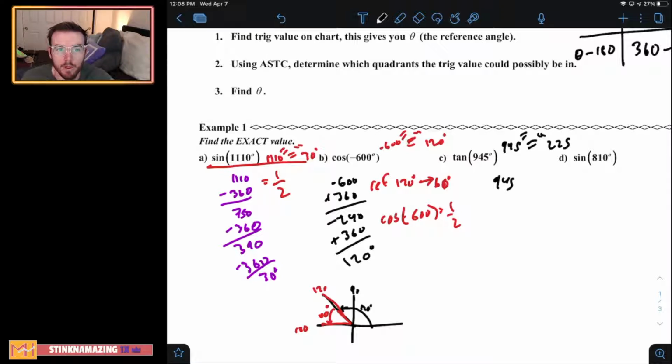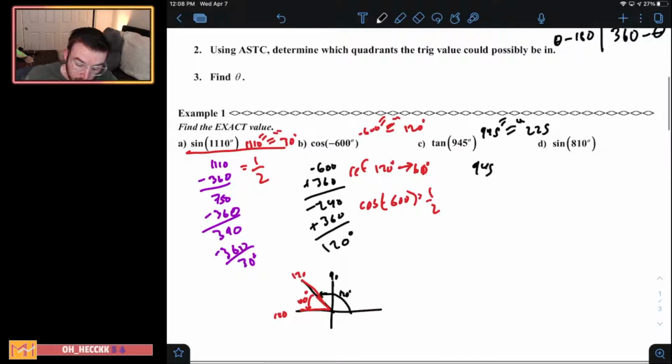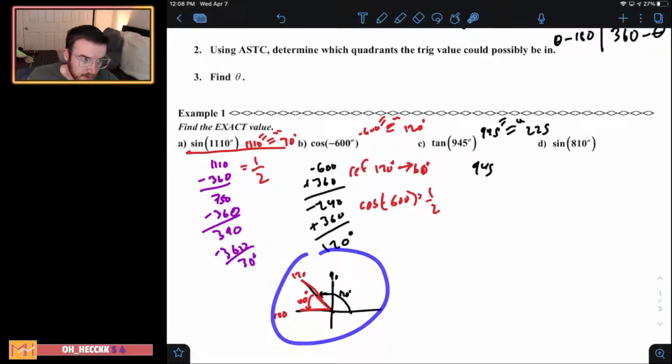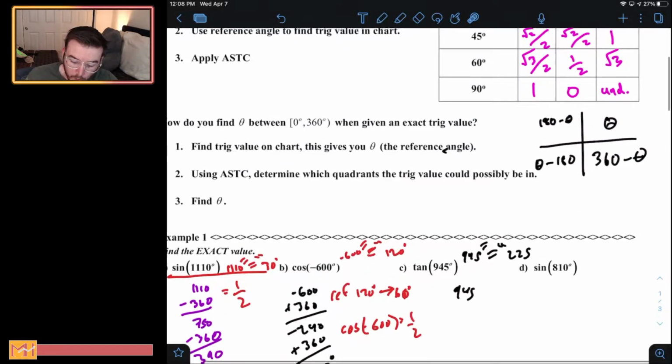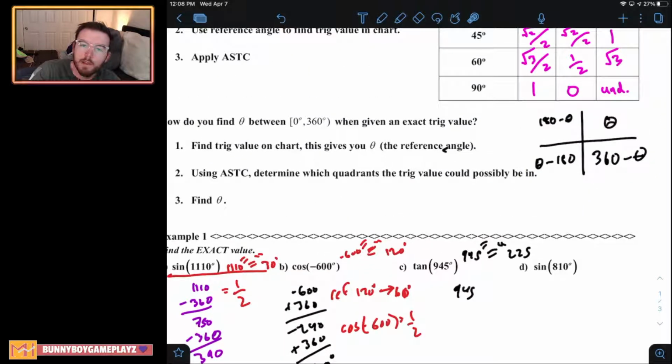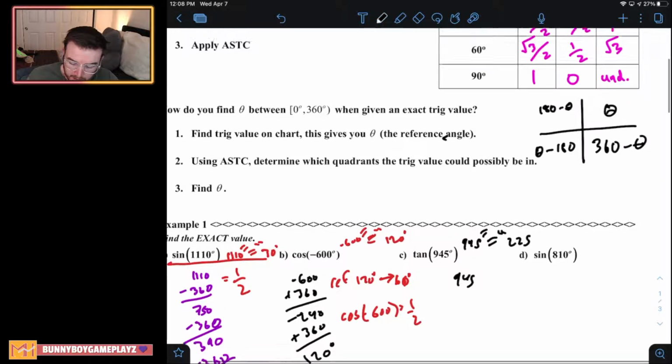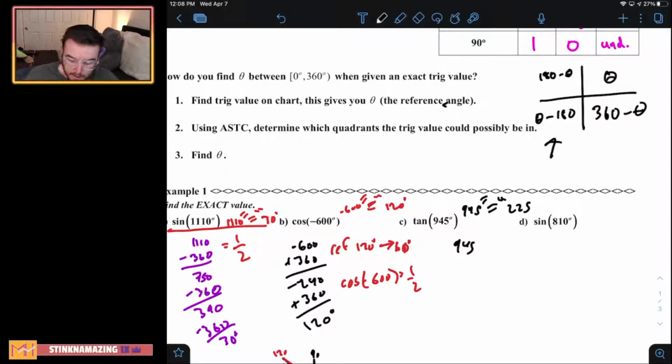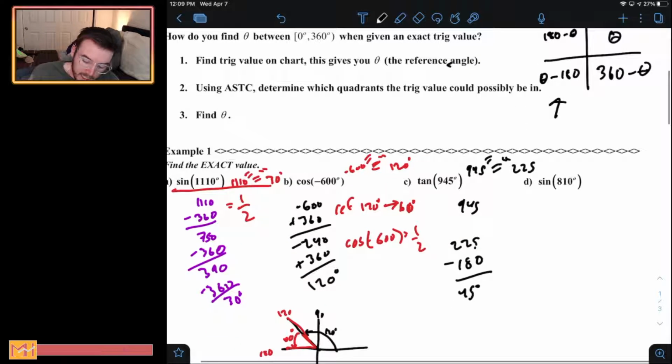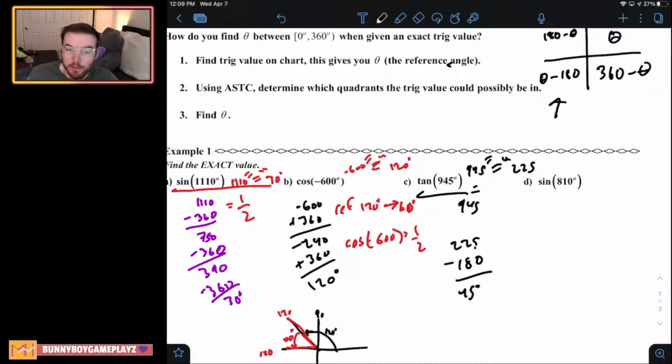Those are coterminal angles. But what's the reference angle for 225? You can graph it like this and figure it out visually, or you can use this little trick from the previous notes. Let's do it that way this time. 225 is right here. So I need to do 225 minus 180 in order to find the reference angle. The answer, 45 degrees. So what is tangent of 45 degrees? Or 945 degrees? Well, whatever tangent of 945 is, that's going to be this answer.